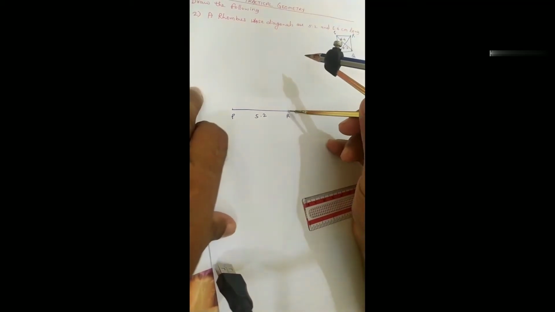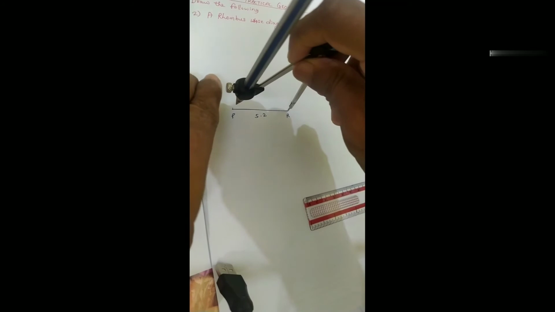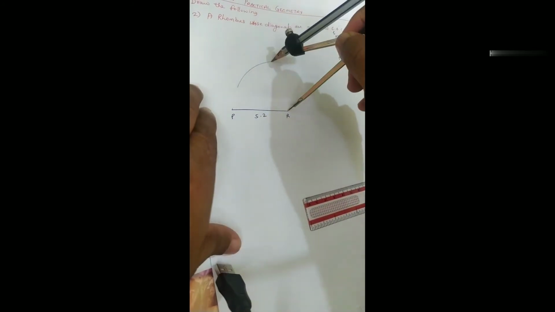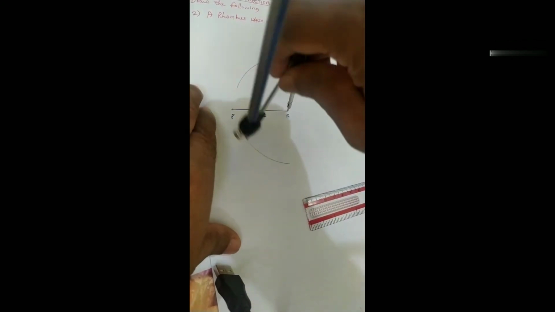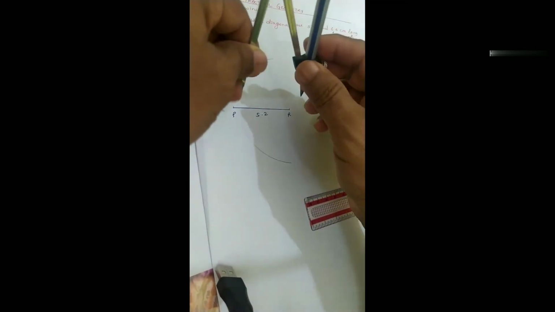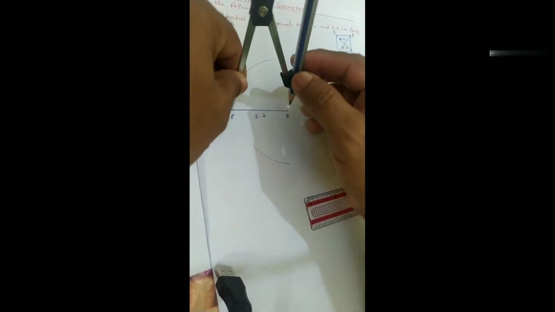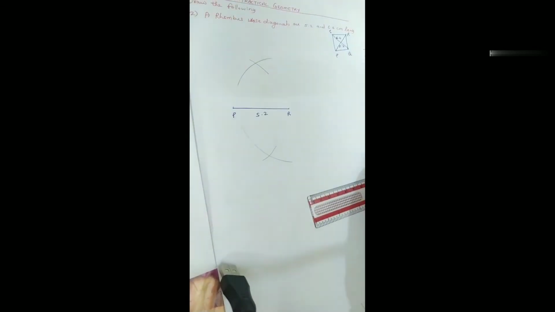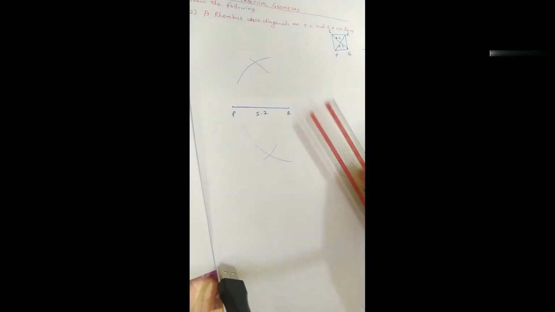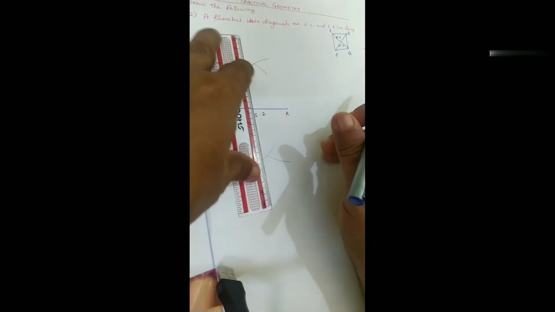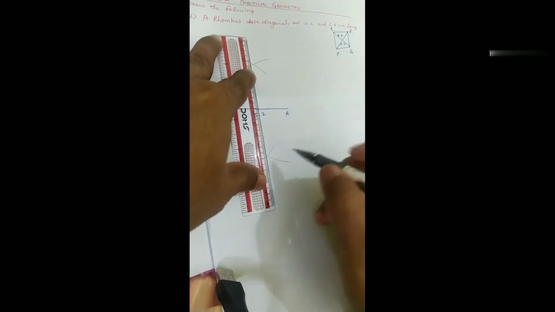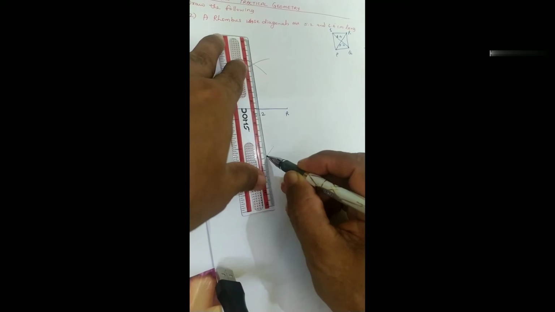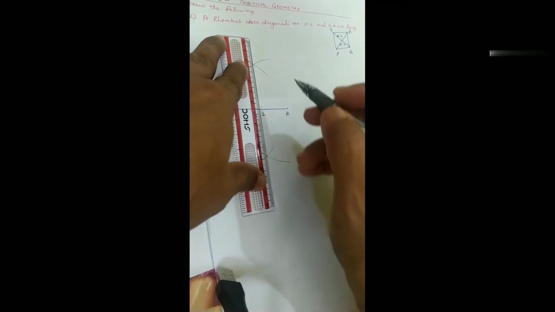so that if it is more than half, it is enough. So this way, this is a perpendicular bisector, and both the diagonals are at 90 degrees with each other.